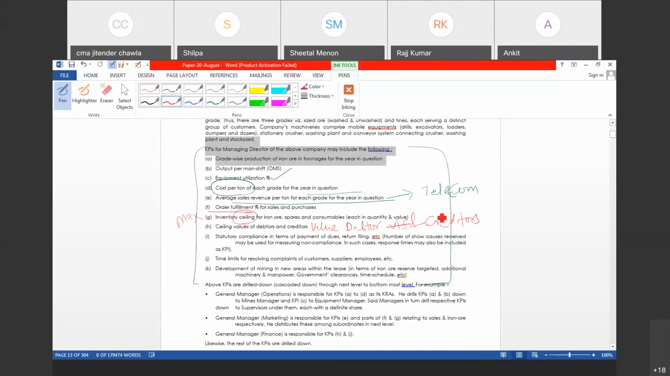Okay. Next one is what are the statutory compliance? Statutory compliance comes from the government side, right? Next one is what are the time limits for solution of complaint of customer? It is very important nowadays because we are moving towards service economy. And service economy means whereby customers get highly satisfied by the services provided to them.